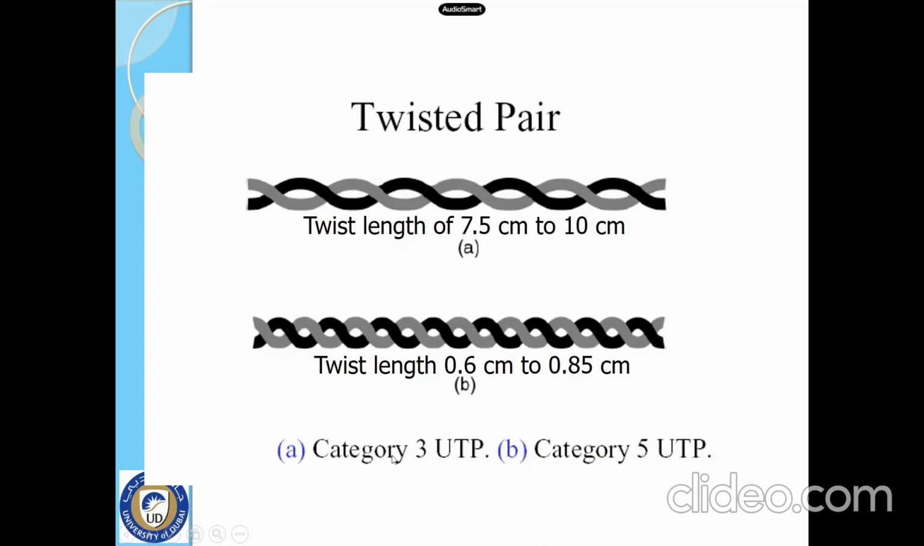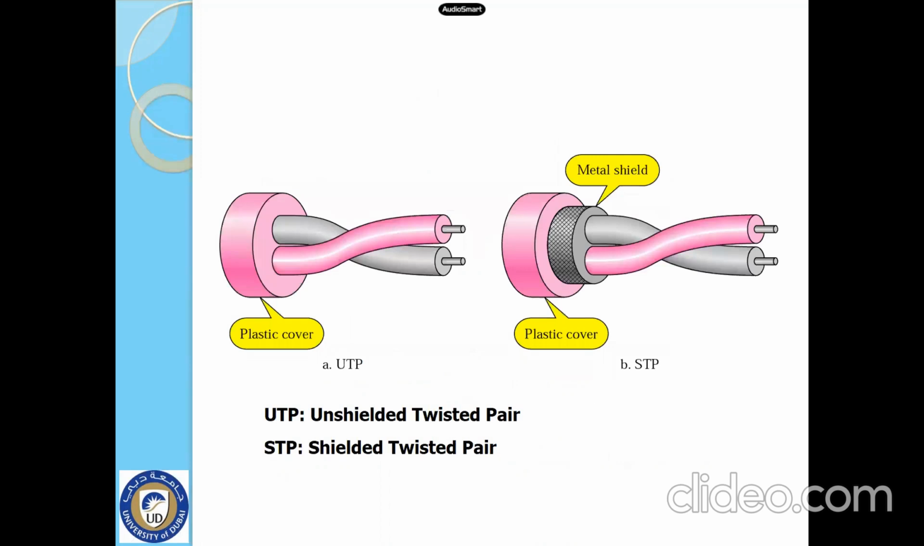Now each category has differences among the others. We will not go into deep details about these categories. Now UTP is unshielded twisted pair. We'll cover that later, inshallah. So here is an example. Now when you have just a plastic cover over the two wires or over the pair, we call it unshielded twisted pair.